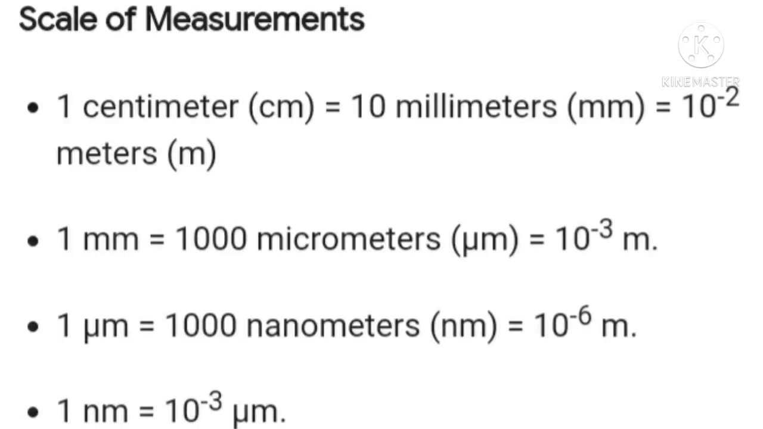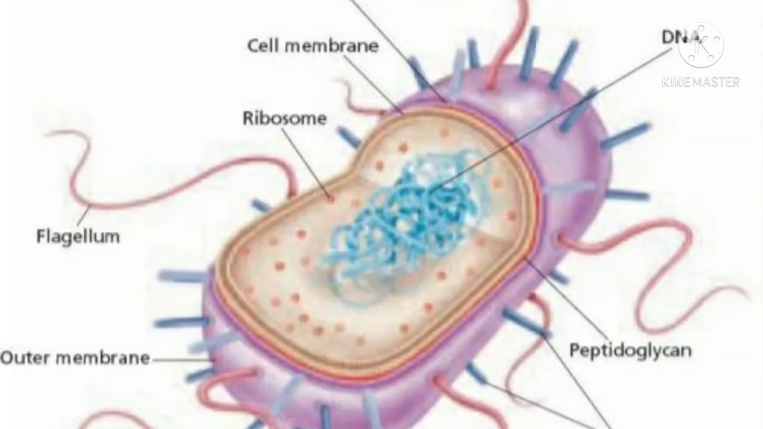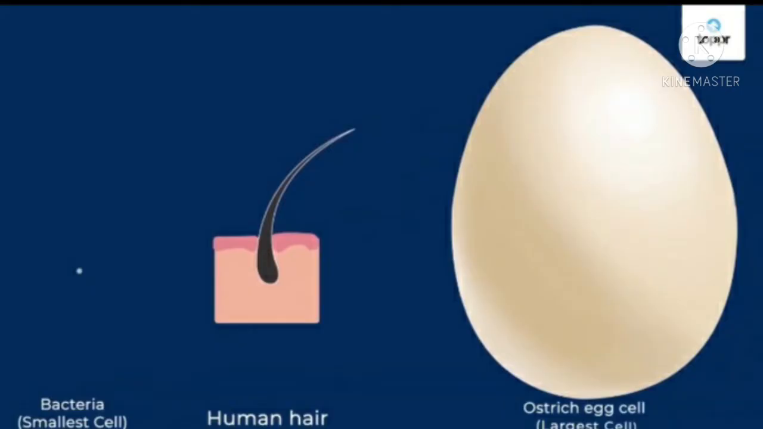Since they are only a few micrometers in diameter. So, what is the value of 1 micrometer? 1 micrometer is 1,000th of a millimeter. The size of cells varies from the very small cells of bacteria, that is 0.2 to 5.0 micrometer, to the very large eggs of the ostrich.